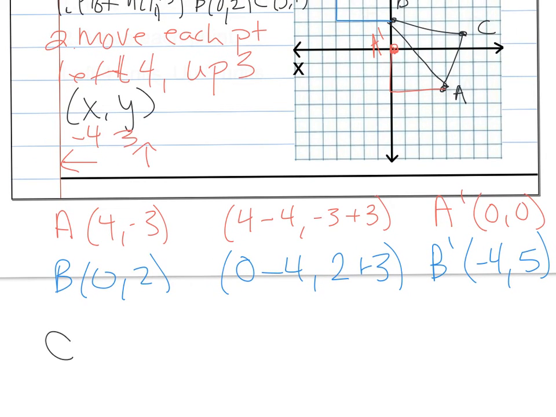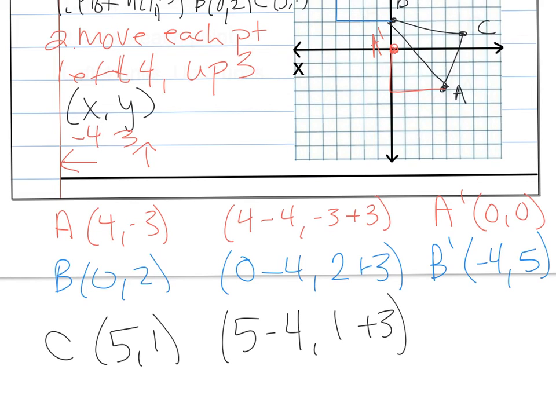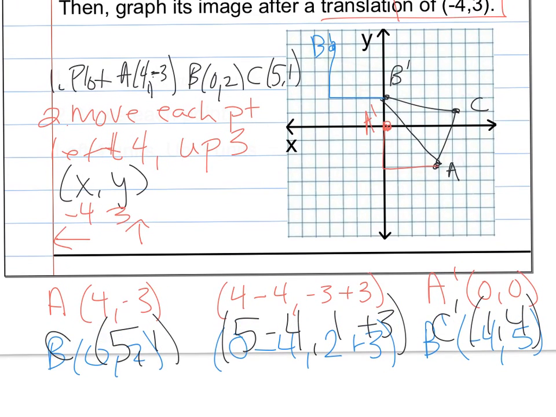Also move C. C was at 5, 1. So 5 is going to the left 4. 1 is going up 3. C prime should be at 1, 4. And let's see if that's true. Left 4, up 3. Look at that. And so we still have our new image, which again is a congruent image, but it's just in a different place on the coordinate plane.